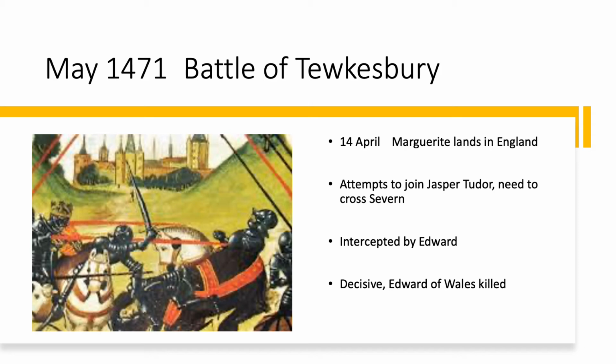Marguerite flees, but she returns with more forces. She is in the central part of England, and Jasper Tudor, who is Owen Tudor's younger brother, so he is also Henry's half-brother, has an army of Welshmen. They're trying to connect their two armies, and so Marguerite is trying to cross the River Severn. Before she can do that, though, Edward chases her down and intercepts her army and forces it to turn and fight. Tewkesbury is a decisive victory for Edward.